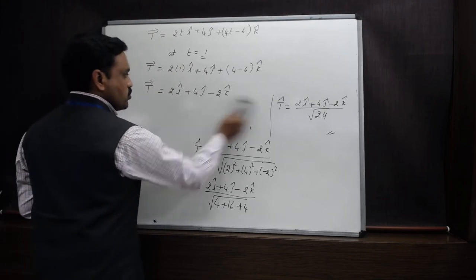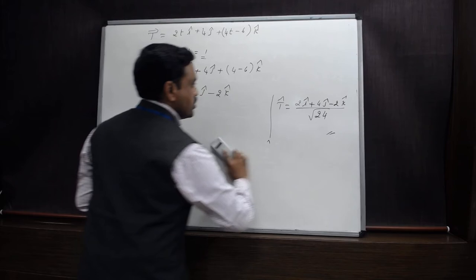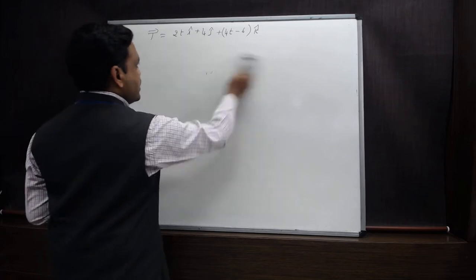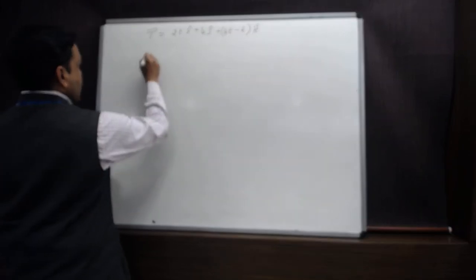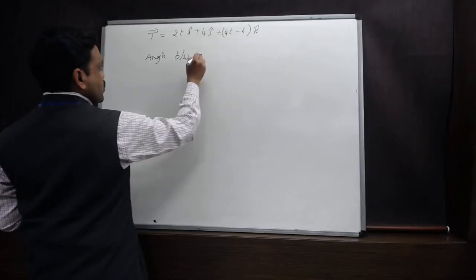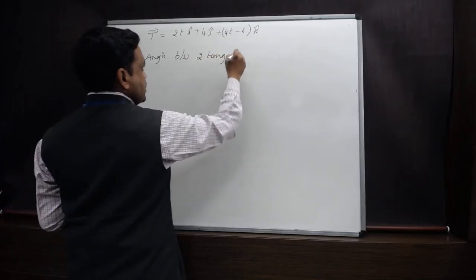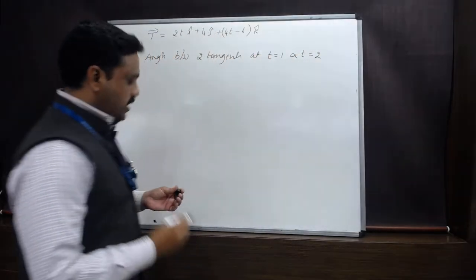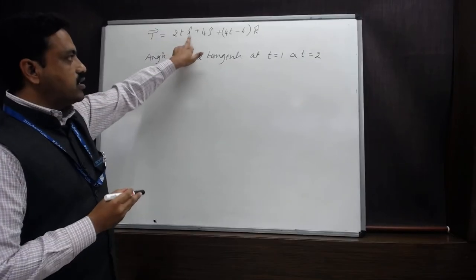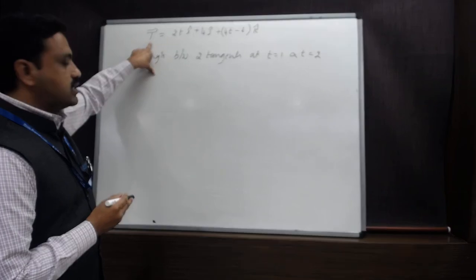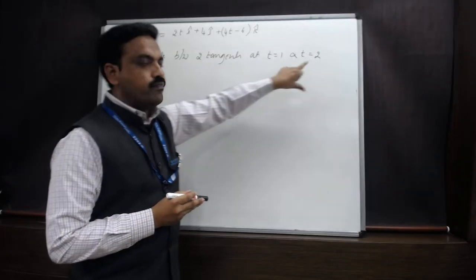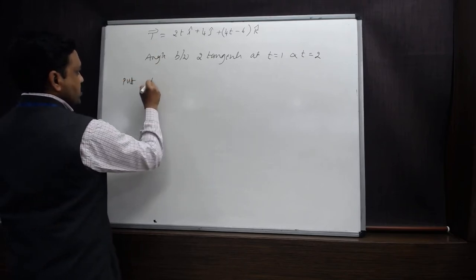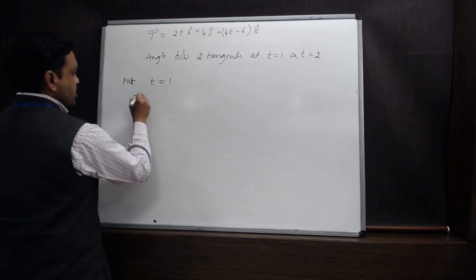Now another question in the same problem, we have to calculate the angle between two vectors, the angle between two tangents, and they are given the points t is equal to 1 and 2. Angle between two tangents at t equals 1 and t equals 2. For this tangent vector, you put t is equal to 1, take capital T as T1, and put t is equal to 2, take capital T as T2.